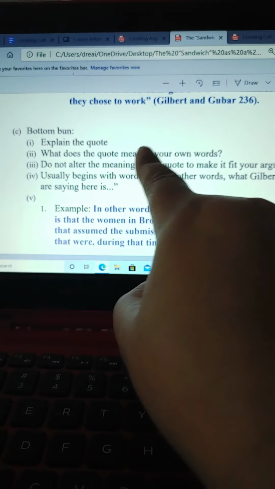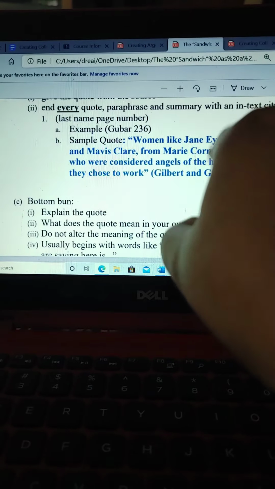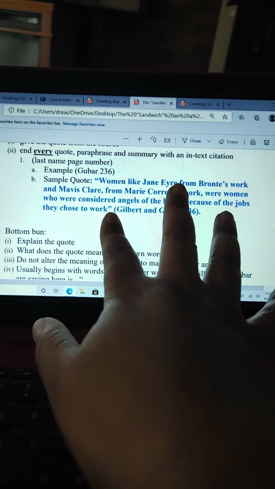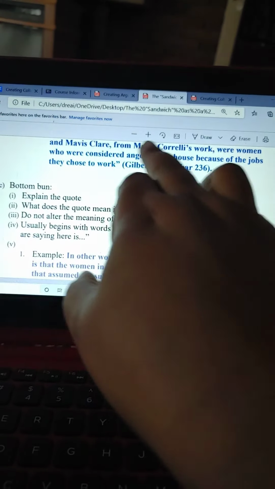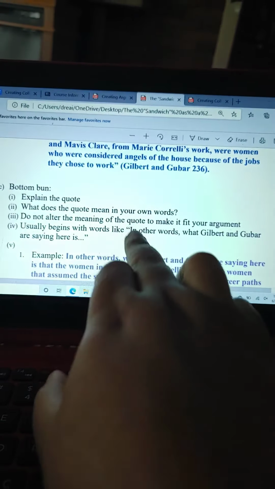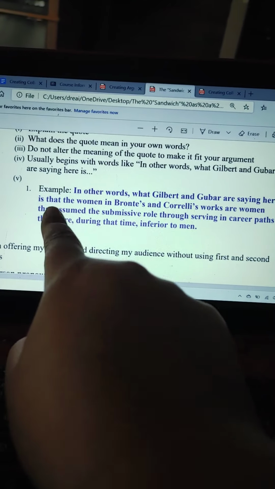Finally is the bottom bun where you're going to explain your quote. This is the analysis part. So I'm going to put this in my own words. Now maybe I might find that this is easy enough to understand, but I need to know that you understand what this quote means. So you take your quote and you put it in your own words. So that's what the analysis part is.